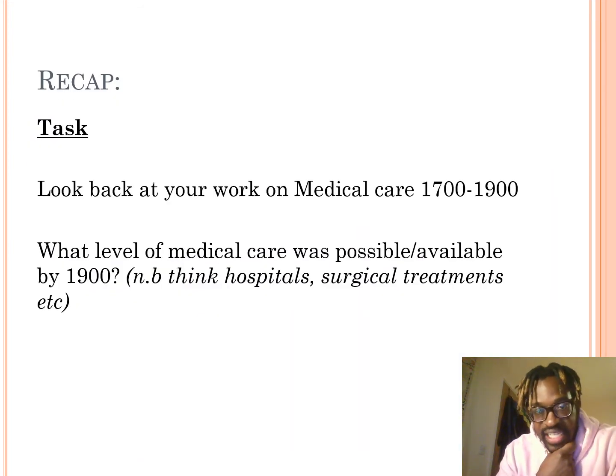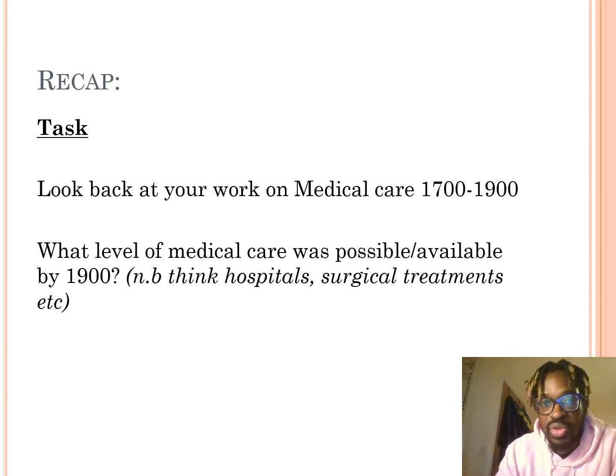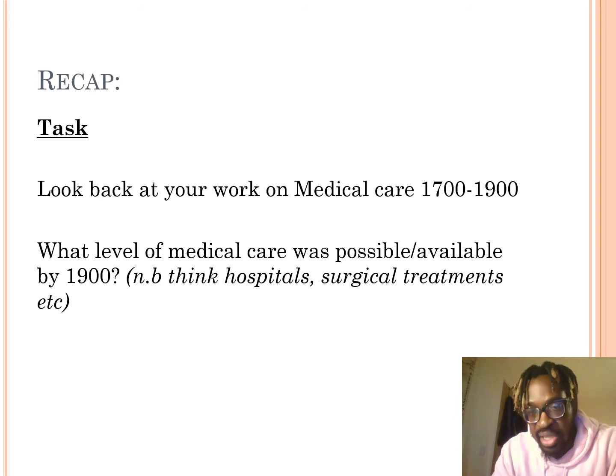Right, so first, as ever, recap. Don't start looking at modern Britain and don't start looking at the present day if we don't just quickly remind ourselves what we've just been looking at. So I want you to go back and look at the work you did on medical care between 1700 and 1900, because that's what the next set of slides are focusing on first. And I've said what level of medical care was possible or available as we get to 1900. And I've said reminder, think about hospitals, Florence Nightingale, and think about surgical treatments. If you were ill, what kind of care existed for you by the 1900s?